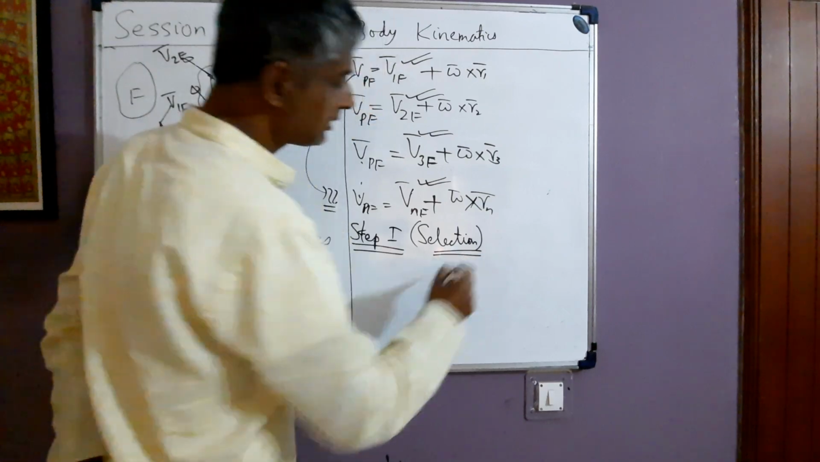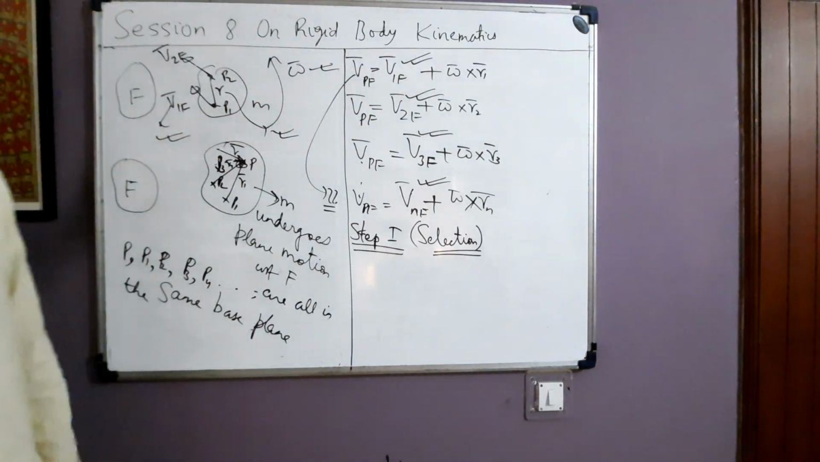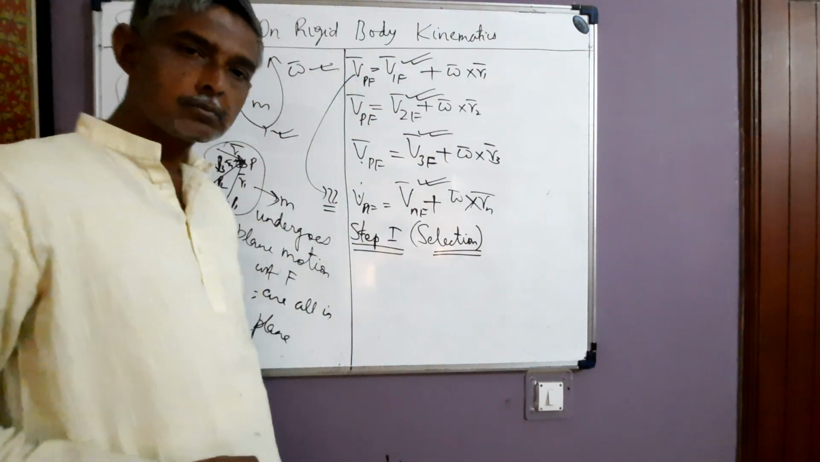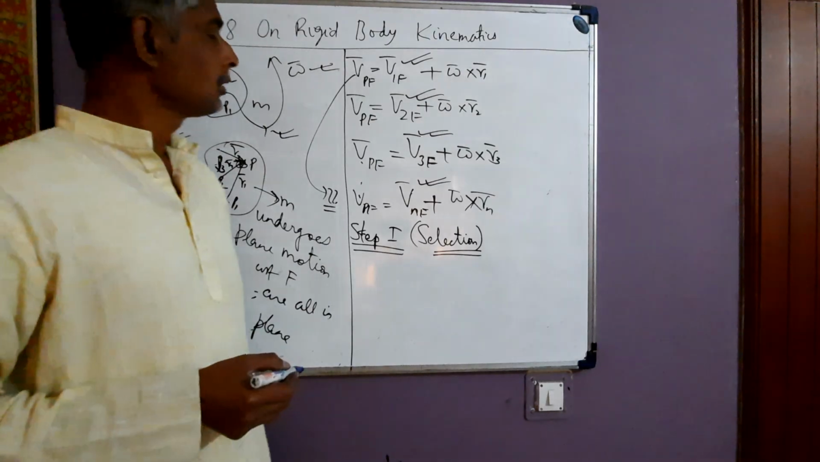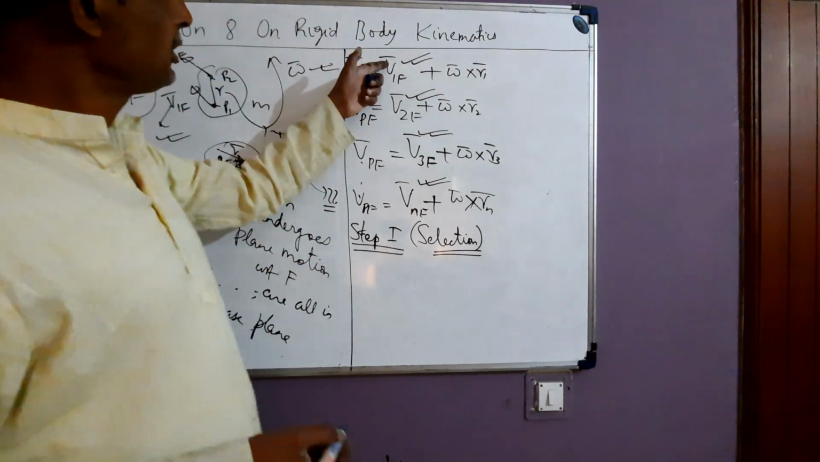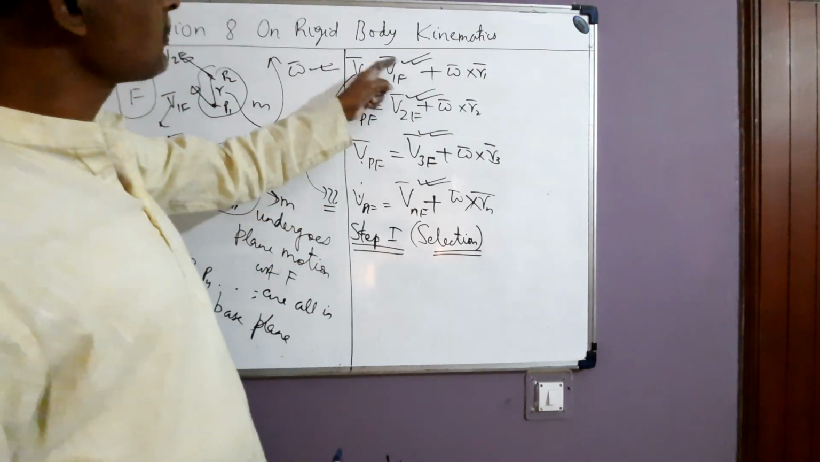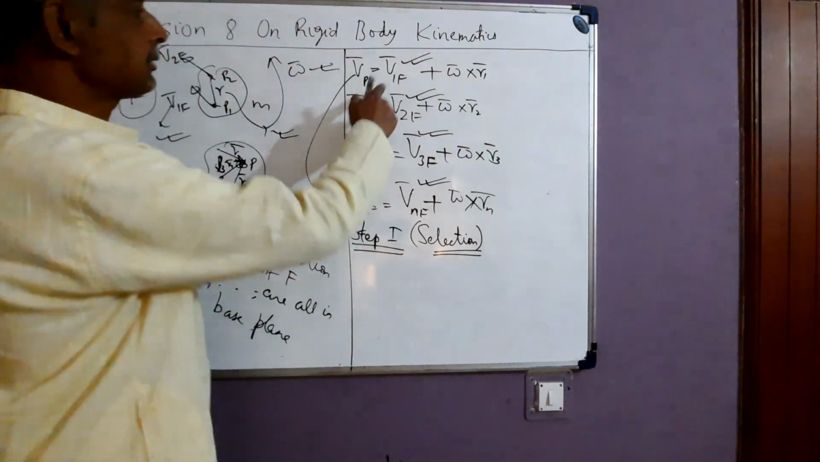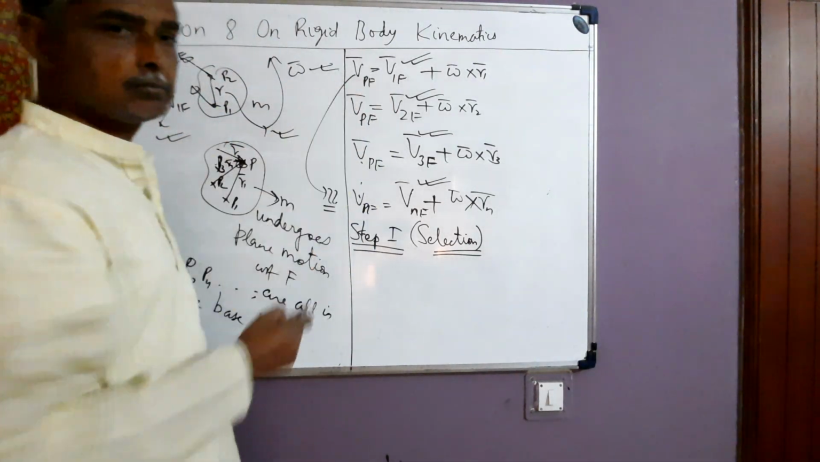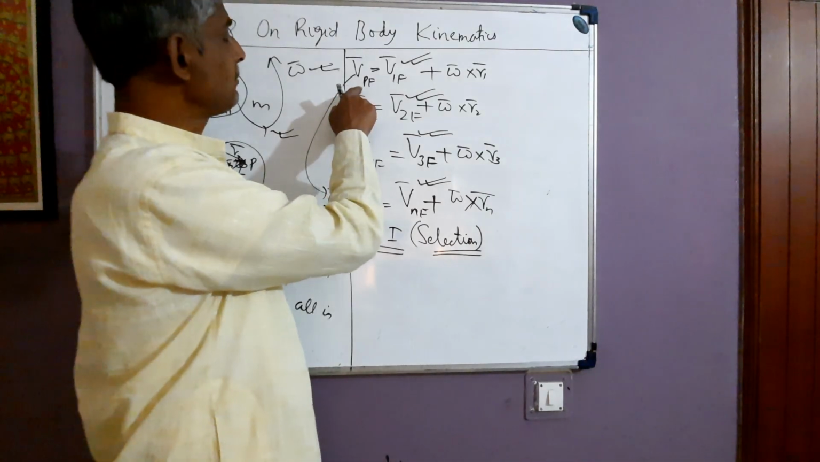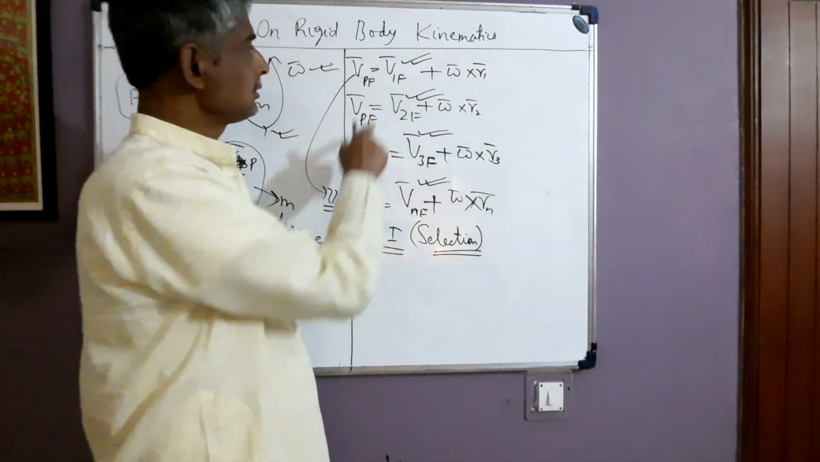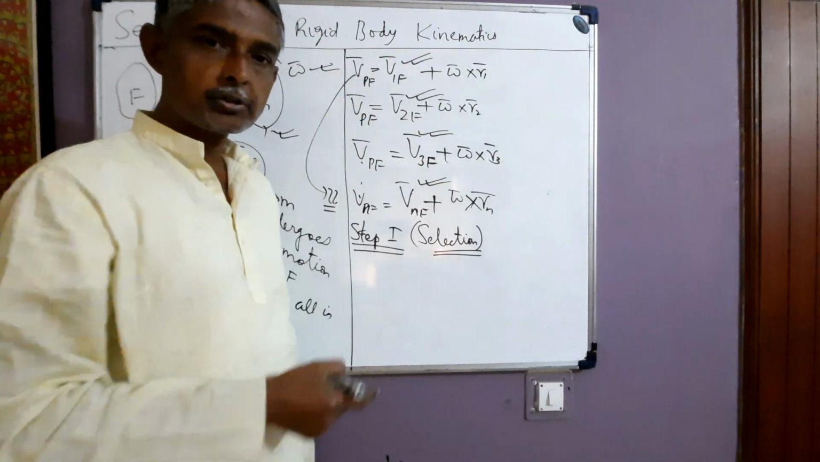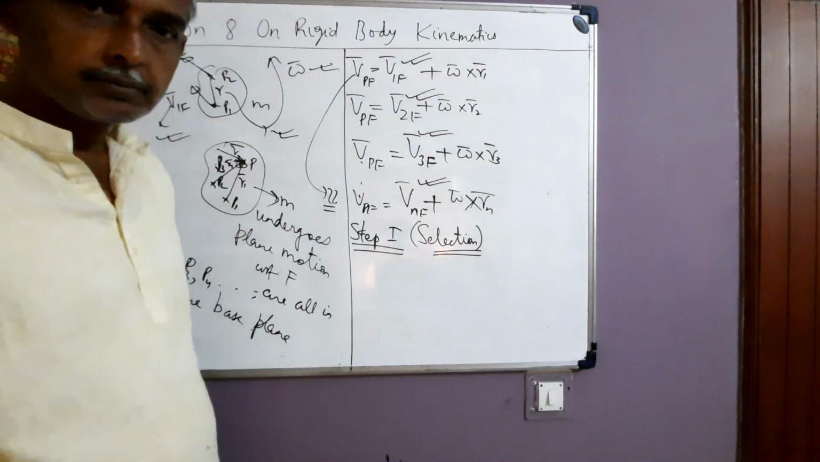We call it selection. Step 1 we call selection. In selection, we decide which point, P1, P2 or P3, to take, in terms of which we will write down VPF. Suppose we choose P1, that is, we write VPF using this formula. Then we say that P1 is the selected point and P is the other point.